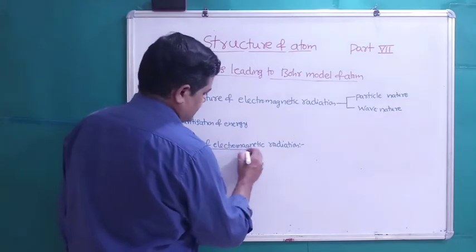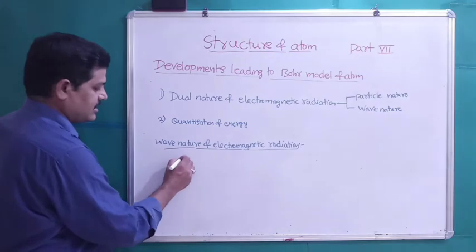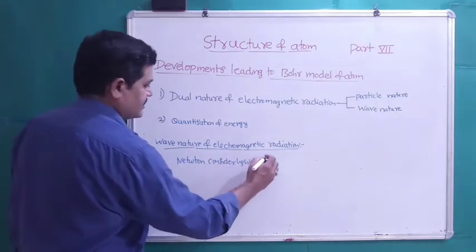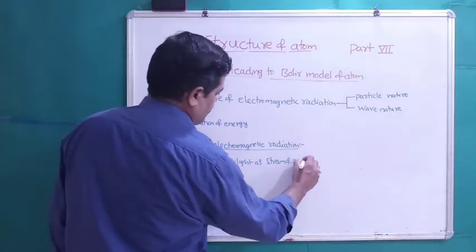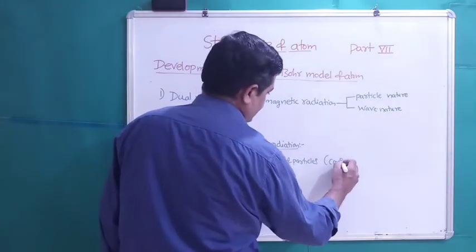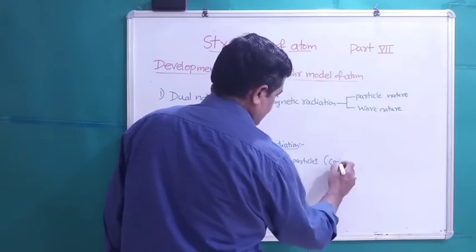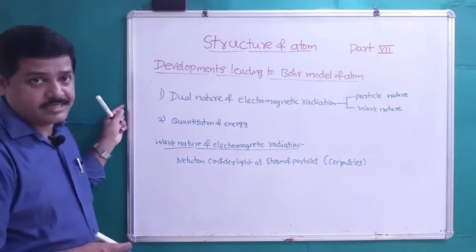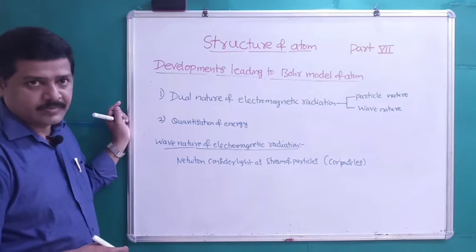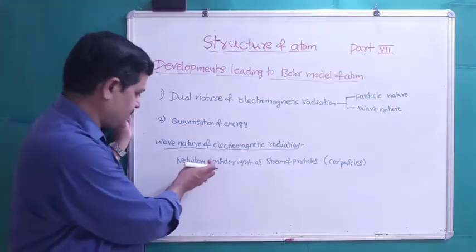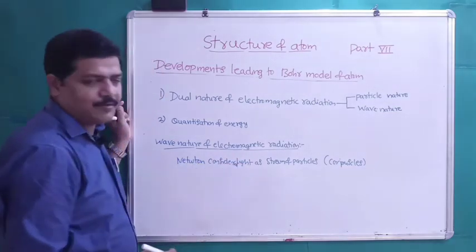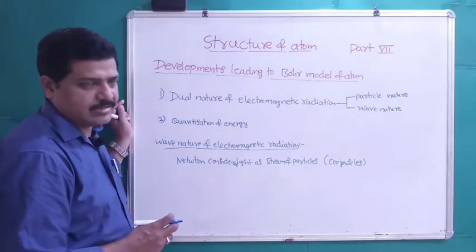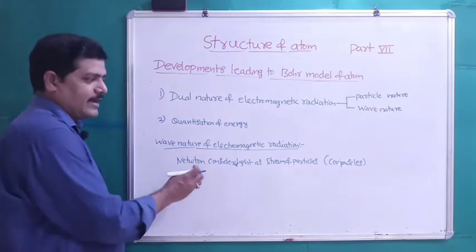Earlier times, Newton, the famous physicist, considered light as a stream of particles, which he called corpuscles. Later, Young's double slit experiment, that is the interference pattern of light, proved that light has a wave nature, and diffraction also proved that light has wave nature, right.